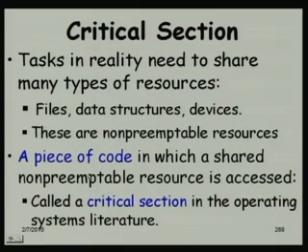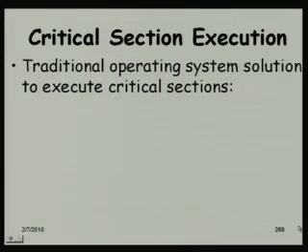Actually, the part of the code in which a non-preemptible resource is accessed is called the critical section in the operating system literature. It is the part of the code where, once the code is entered and execution starts, it should complete without releasing the resource. So, that is the idea of a critical section, even though sometimes we loosely talk of a critical section as a resource, but it is actually a piece of code.